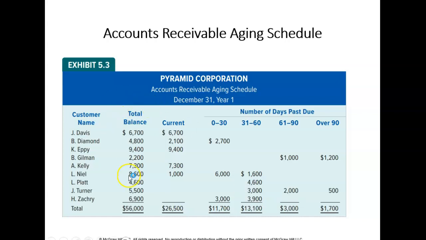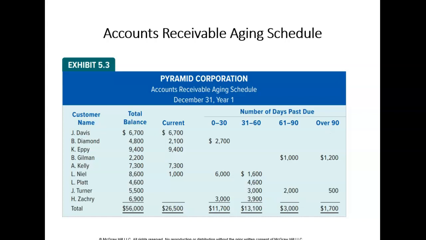Now, another approach dealing with receivables is based upon the age of our receivables. So we're saying in total, our clients owe us $56,000. Let's break that down. Of that $56,000, 26,500 is current. 11,700 is between 0 and 30 days past due. 13,100 is between 31 and 60 days past due. 3,000 is between 61 and 90 days past due, and 1,700 is over 90 days past due.